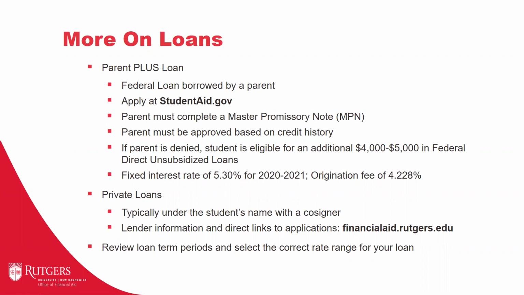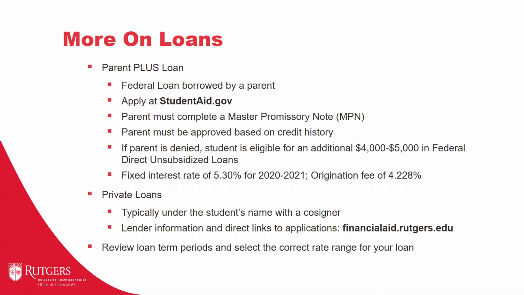And the parent must be a credit-worthy parent. So you must have good credit. If the parent does not have good credit, they can have a credit-worthy co-signer. So they can always get someone else to endorse the loan who has a good credit history. However, if for some reason the parent is denied the Parent Plus loan, then the student can be eligible for $4,000 to $5,000 in federal unsubsidized loans. So we do award additional unsubsidized loans to students whose parents are not eligible for the Parent Plus loan.